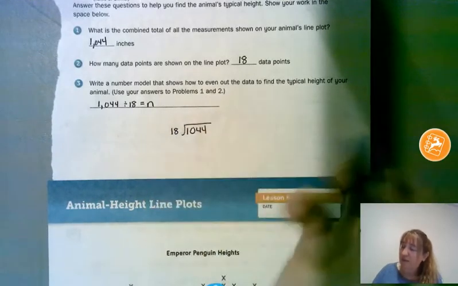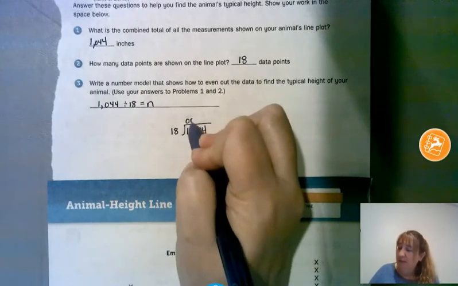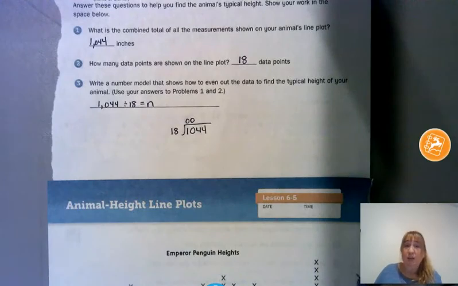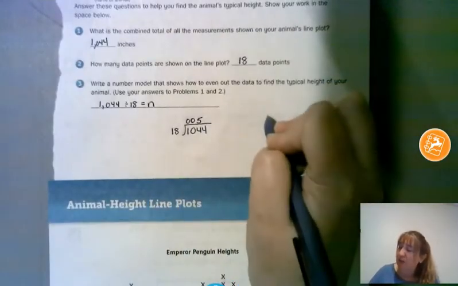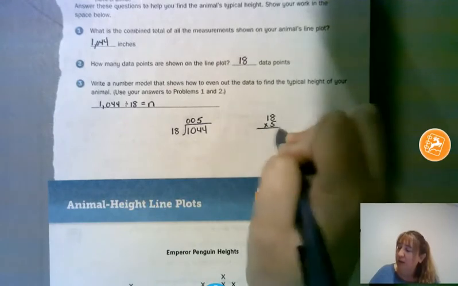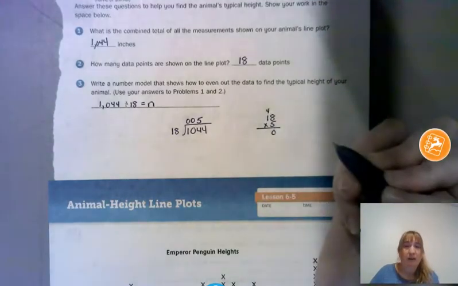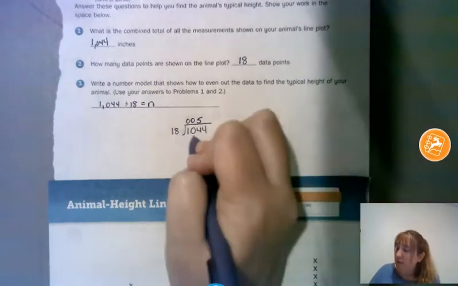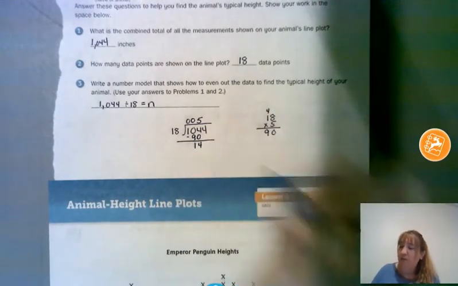So let's divide. Can 18 go into 1? No. Can 18 go into 10? No. Can 18 go into 104? It can. About how many times do you think? Yeah, it would go in about 5 times. If you're not sure how to do that, let's look. What is 18 times 5? You can do a little bit of side work off to the side to figure that out. So 5 times 8 would be 40. Carry the 4. 5 times 1 is 5, plus 4 would be 9. So that would end up being 90. At this point, we would subtract and we would get 14.